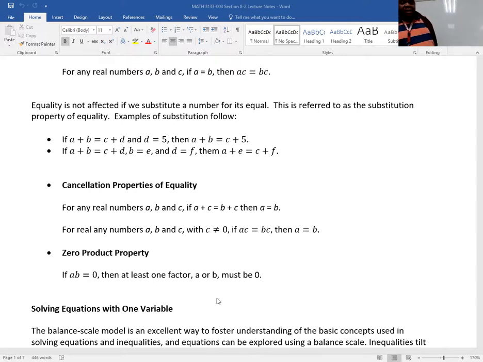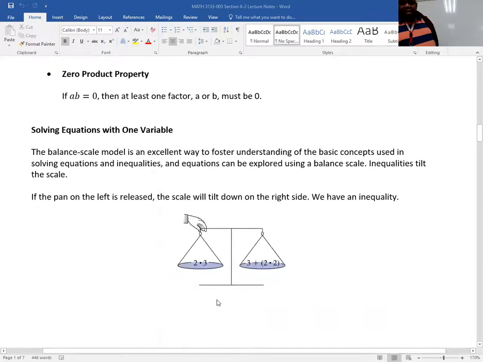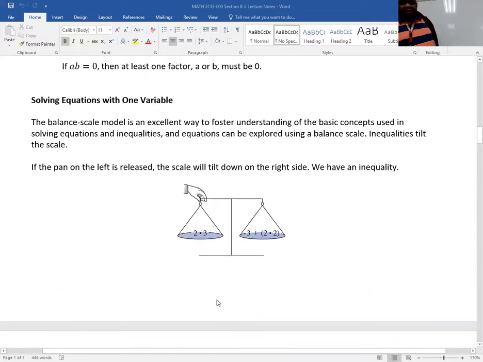All right, first of all, are there any questions before we continue? Okay, now let's talk about solving equations with one variable.